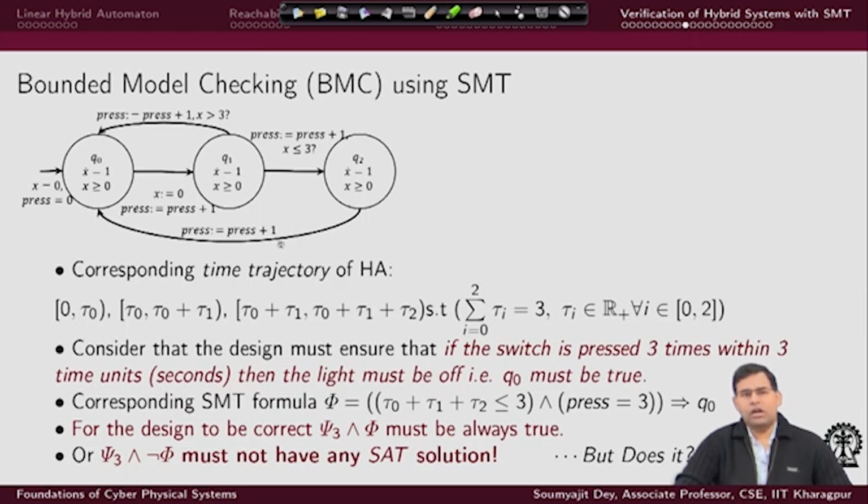Now, suppose I want the entire set of transitions to happen inside 3 time units. That would mean the summation of tau i should be 3. Now, let us say I give a requirement that the design must ensure that if the switch is pressed 3 times within 3 time units, then the light must be off, that is, q0 must be true. So, I am querying this system: does it satisfy this requirement? The requirement is that tau 0 plus tau 1 plus tau 2 is less than or equal to 3 and press equals 3, that means the total number of press events is 3. This implies q0. I hope this is clear.